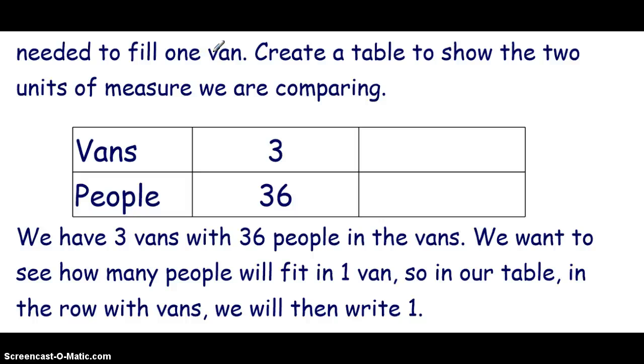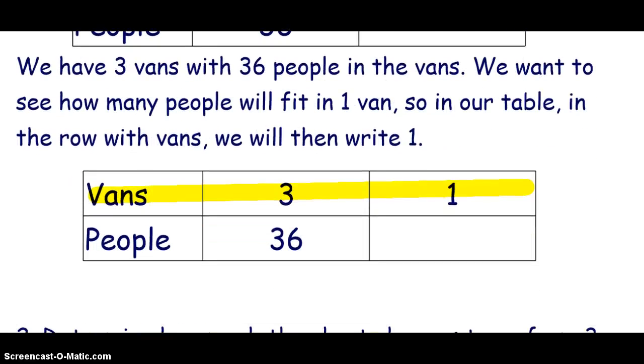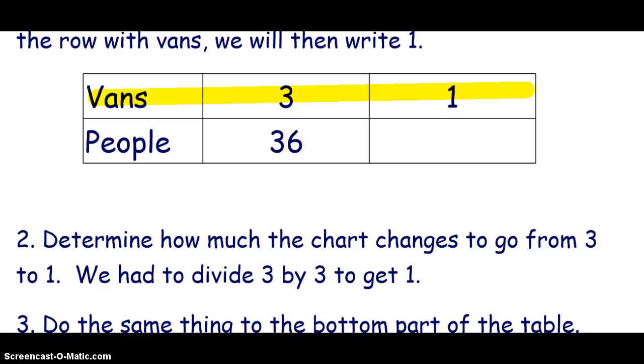Now, we want to see how many people will fit in 1 van. So in our table, in that same row where we have the van information, we're going to change it. In the end, we're going to make it now a number 1, because we want to figure out how many will fit in just 1 van. Now, we need to think about how much this row has changed. So to go from 3 to 1, we need to think about what's happened. And to go from 3 to 1, we divide by 3.